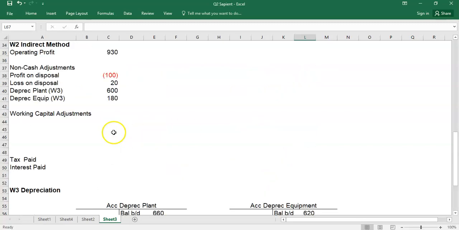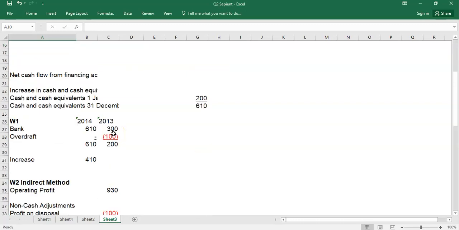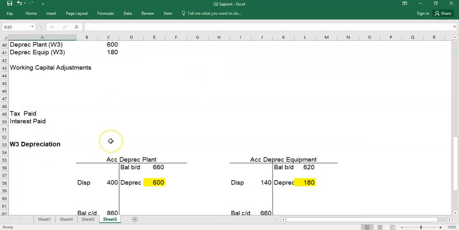That's where a lot of students fall down. So in our case here, investing activities, disposal of equipment, again, working 3, and that will be plus 40. So you're filling it in as you go, so you're not duplicating your work at the end. So we've done that. We'll come back to working 2 now.